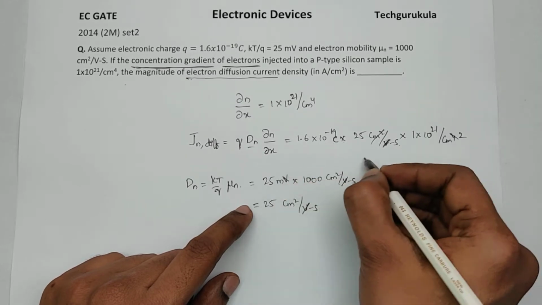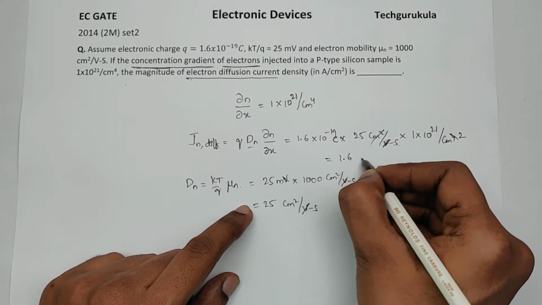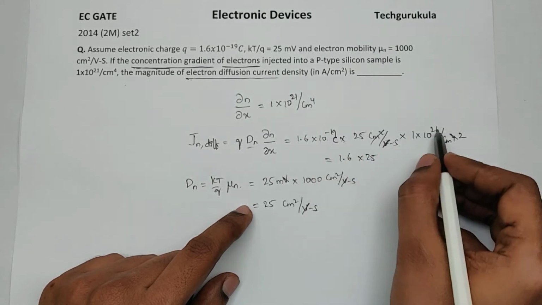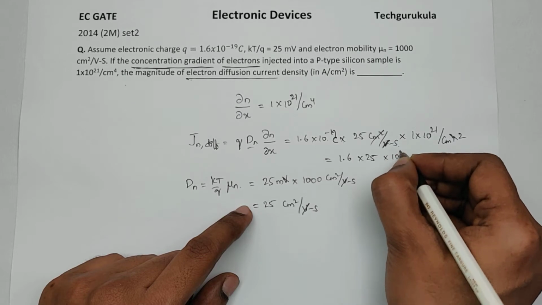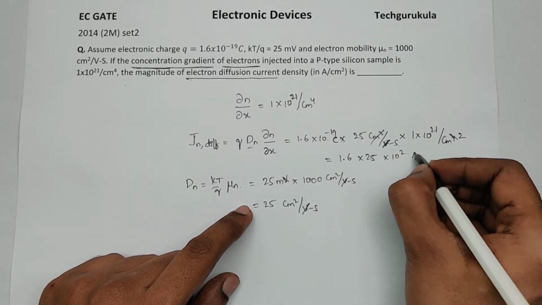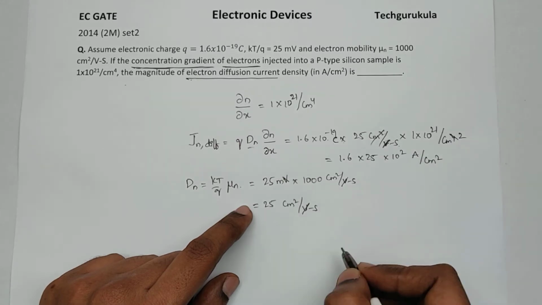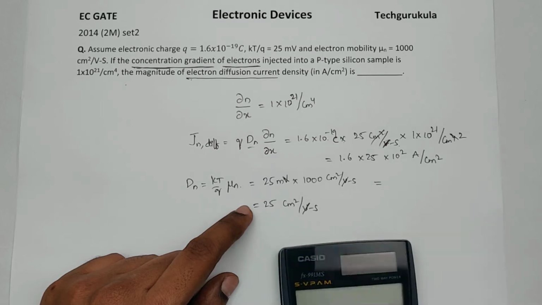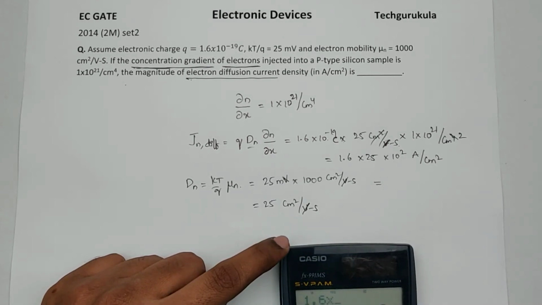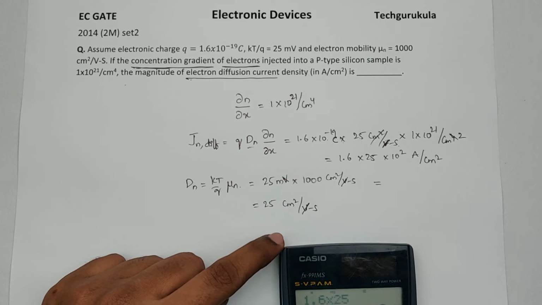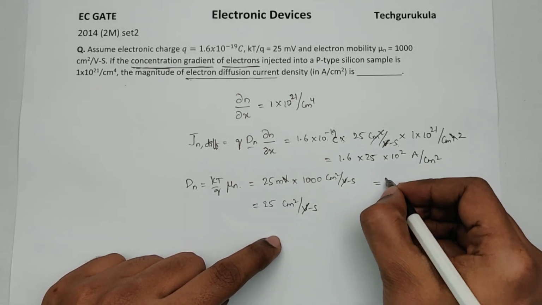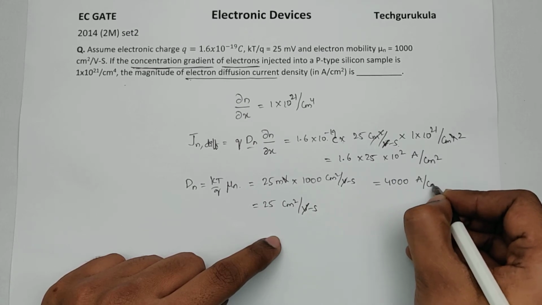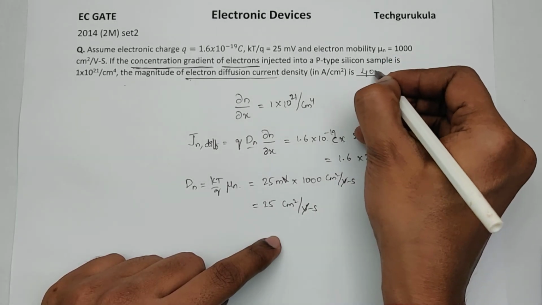Now in this equation I am writing 1.6 times 25. Now the powers, 19 and 21, so it becomes 10 power 2. Now we are left with amperes per centimeter square. So let me reduce this and find. 1.6 times 25 is 40, and 10 power 2 is 100, so 4000 amperes per centimeter square. So the answer is 4000.